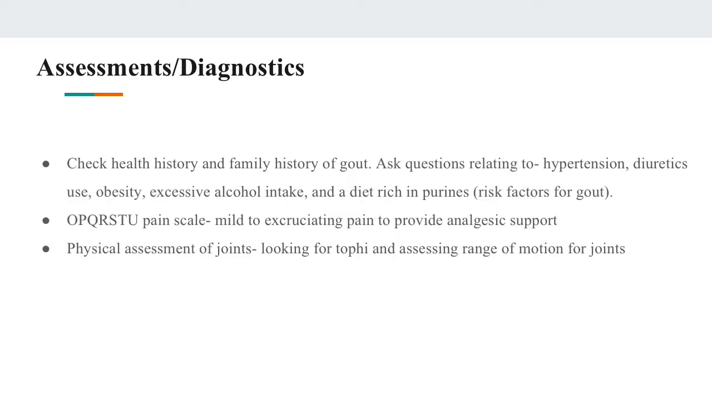During patient history, questions can be asked related to hypertension, diuretic use, excessive alcohol, obesity, and a diet rich in purines, as they are risk factors for gout. A physical assessment can be done to find tophi in joints and to assess the range of motion. A pain scale can also be completed during the assessment phase.